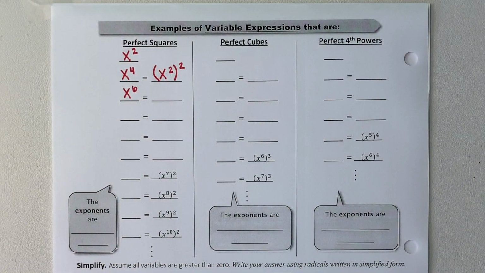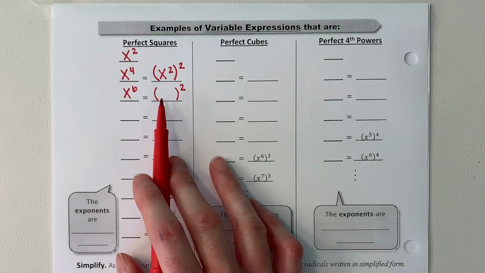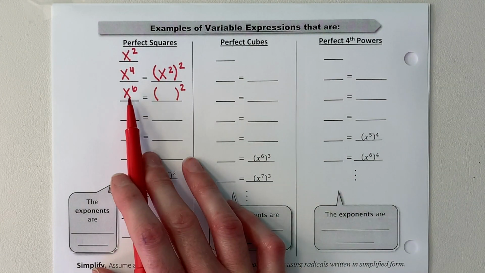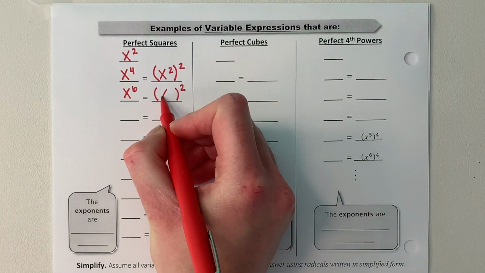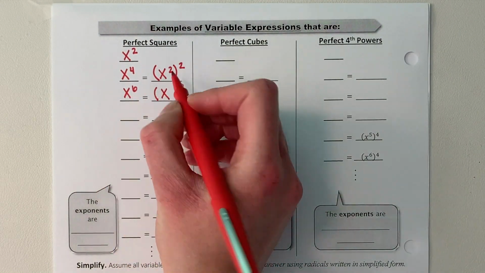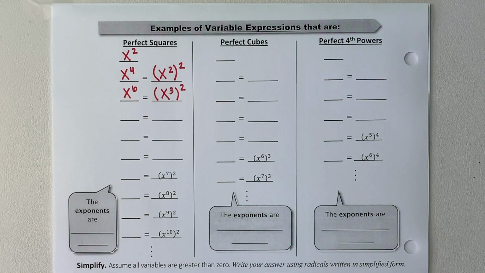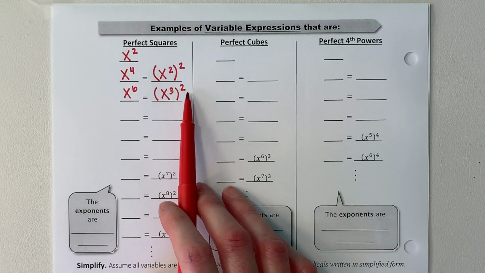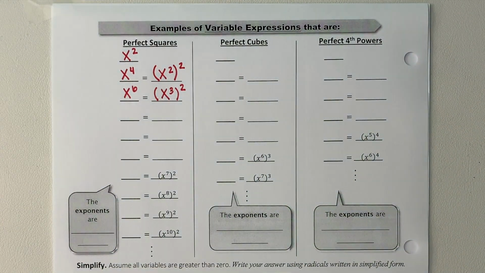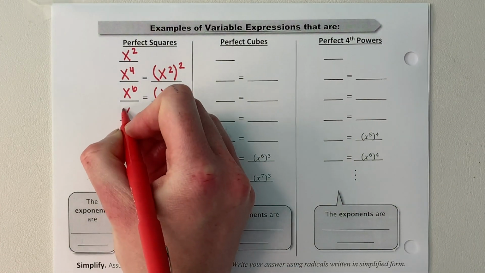X to the 6th is a perfect square because we can write it as some quantity squared. What do we have to square to get x to the 6th? Well, let's see here. What times 2 gives us 6? That would be 3. So that means that when we take x cubed and square it, we get x to the 6th. The next perfect square would be x to the 8th.